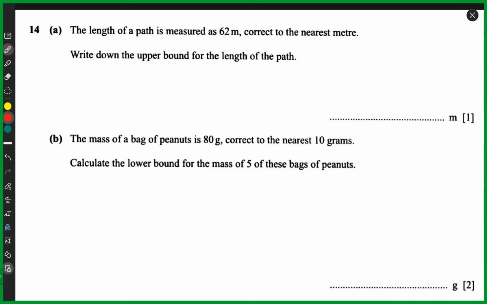The length of a path is measured as 62 meters. Okay, this is the original measurement it's given. Correct to the nearest meter. After nearest, I just have meter. It means nearest meter means nearest 1 meter, right? Nearest kilometer means nearest 1 kilometer. Nearest liter means nearest 1 liter. So it's 1. So my accuracy is 1, which means my error is going to be 1 divided by 2, which would mean it would be plus minus 0.5.